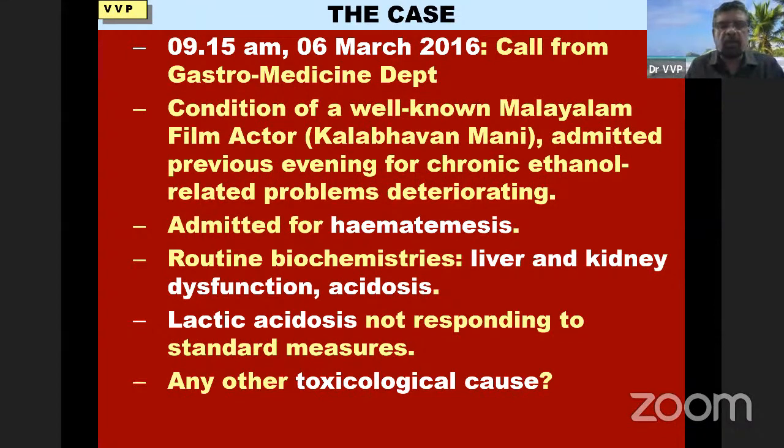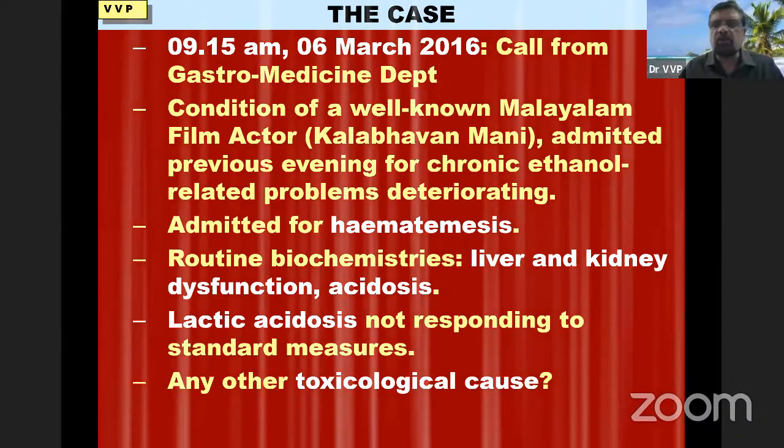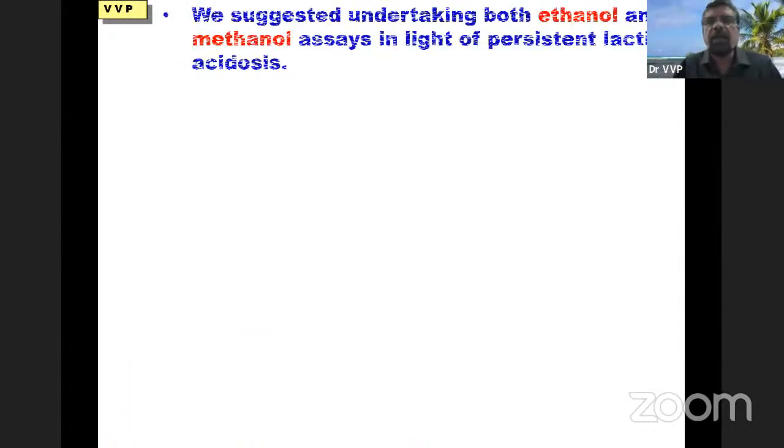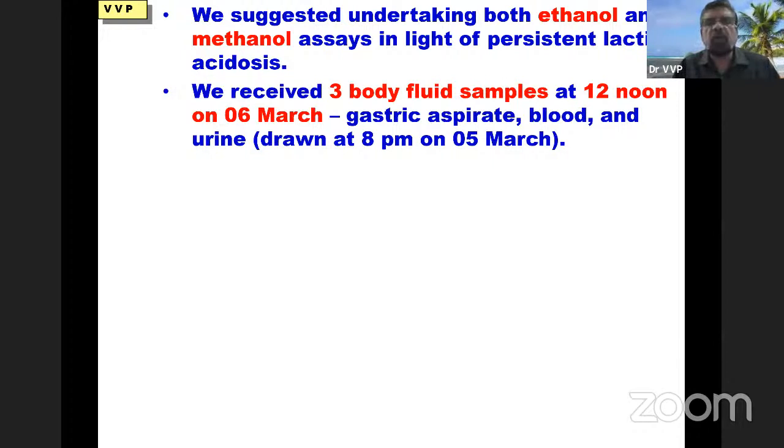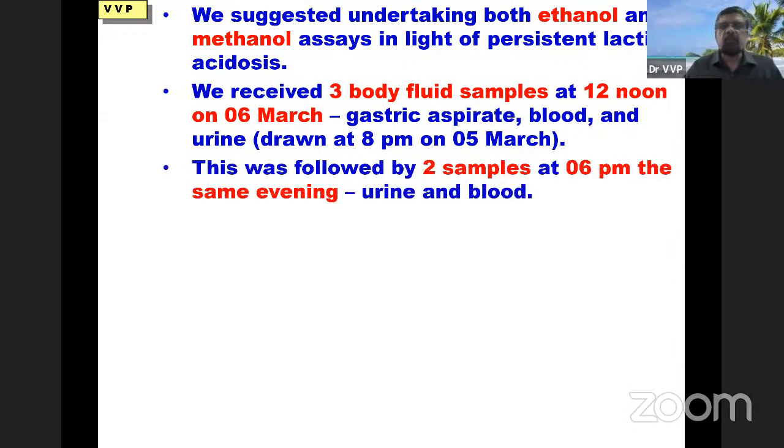And since the lactic acidosis that he was having is not responding to treatment, we should also be looking at toxic alcohols like methanol. So I suggested analyzing the body fluids for both ethanol and methanol, and as a result, we received 3 body fluid samples on 6th March, comprising gastric aspirate, blood and urine, drawn at 8 p.m. on 5 March. And subsequently, we received 2 more samples later on in the evening, comprising urine and blood. We did the analysis on all this.